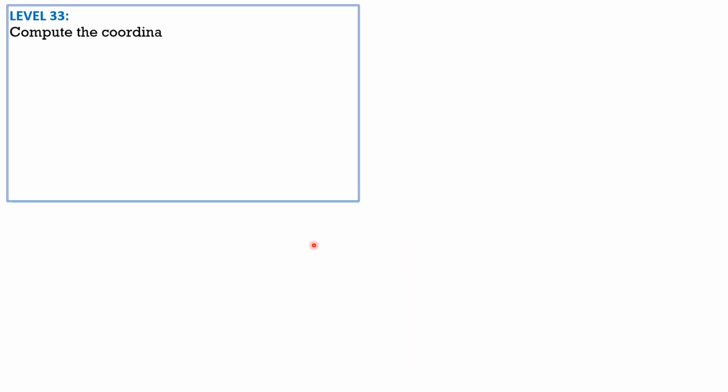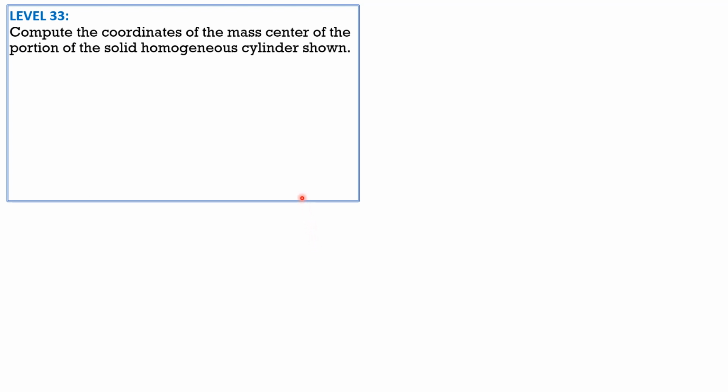Level 33, compute the coordinates of the mass center of the portion of the solid homogeneous cylinder shown in the figure. So this is the cylinder, and we have 3/4 of a circle. So let's have x bar, and let's have xg and yg. zg is, of course, because the area is constant from the base to the top, just one half of 10 inches. So zg is 5 inches. But let's focus first on xg and yg.